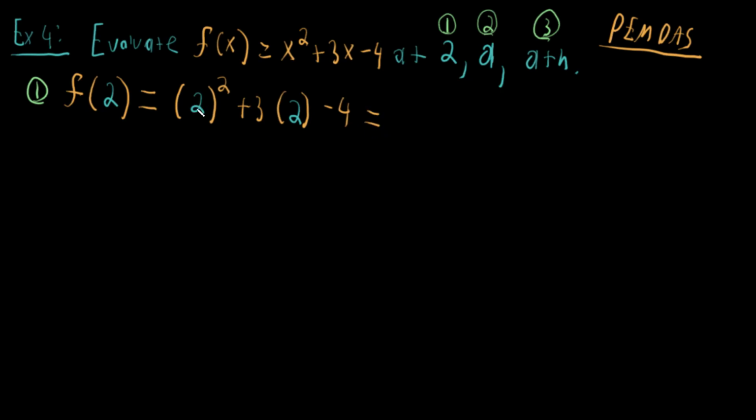So what is 2 squared? That's the exponents first. There are no parentheses. The only things inside the parentheses are these numbers. So 2 squared is 4, plus 3 times 2, that's the multiplication, that's the next thing we do, is 6, minus 4. So 4 plus 6 is 10, minus 4 is 6. So to finish this off, we say, therefore, and this little symbol of 3 dots means therefore. I'll let you annotate that in your notes. We say that f of 2, that's how we read this, f of 2 equals 6.